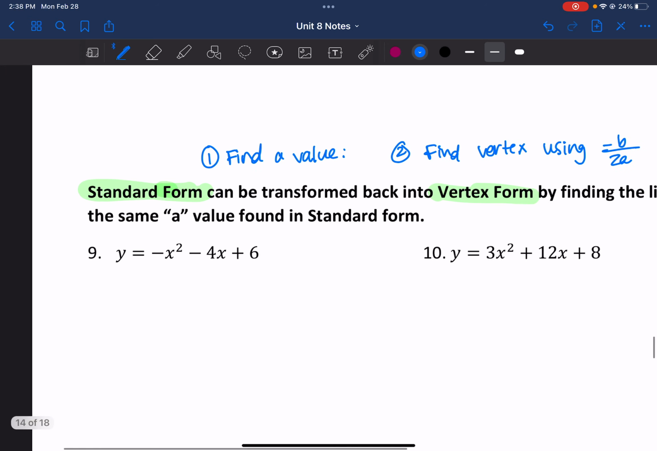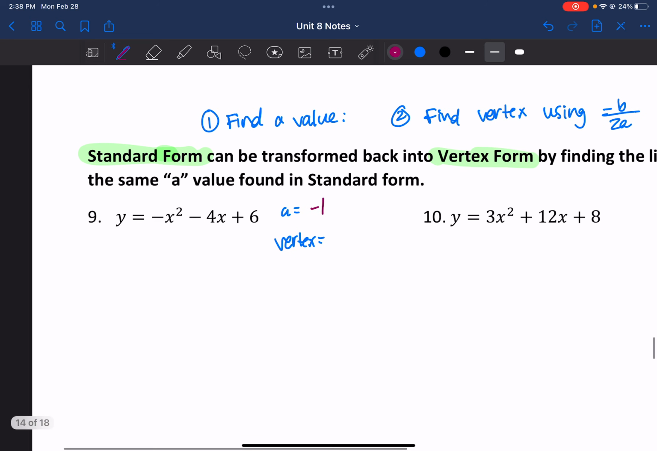All right, so step 1, what is my a value and what is my vertex? And we'll have all the information. A value is easiest. A value is always whatever's in front of your x squared. Now my a value right now is a -1. All right, now let's find my vertex. We need to use -b over 2a.